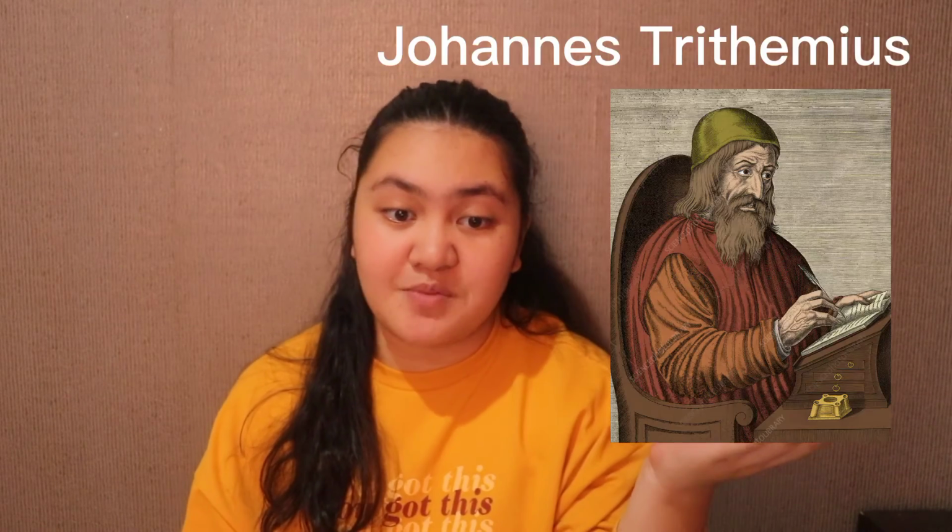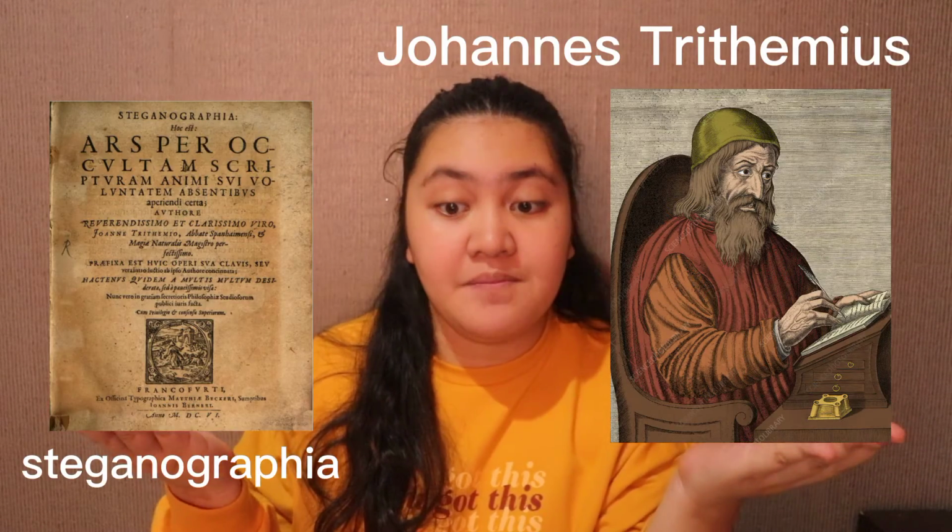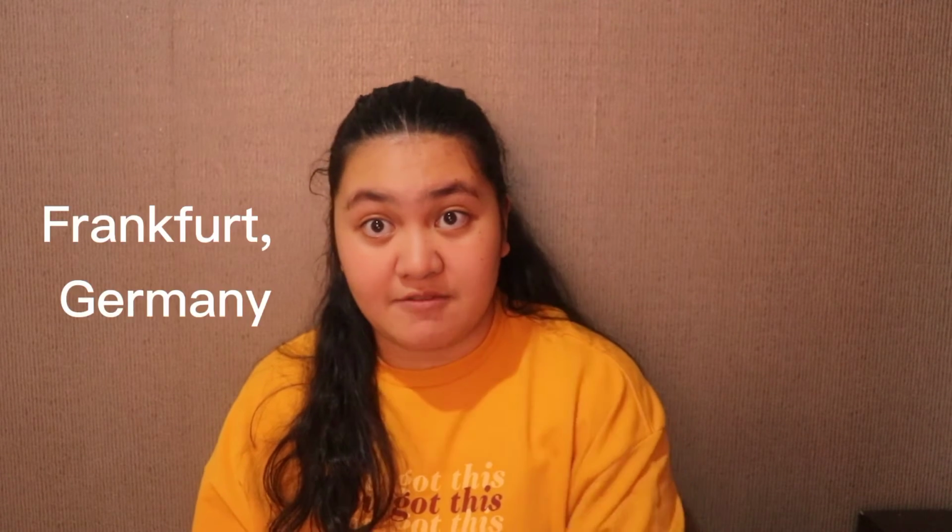Next is Johannes Trithemius, who wrote Steganography in 1499, which is a book written about cryptography and steganography hidden under the guise of a book about magic. It was written in Latin and was published in Frankfurt, Germany.